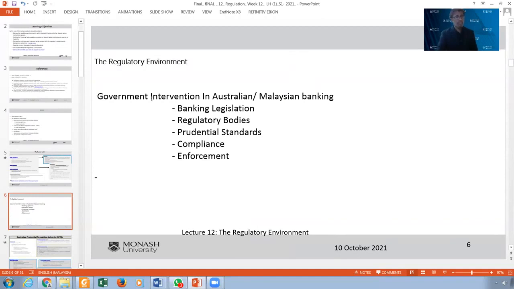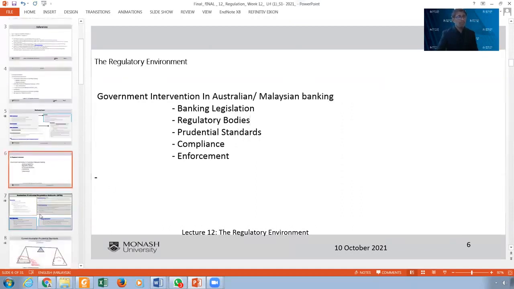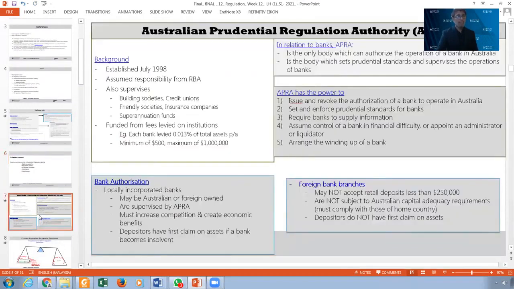Now, again, this is, as I told you, the government intervention in Australian banks. I was talking also about Malaysian banks, you can look at it, but it is a bank legislation, regulatory bodies, prudential standards, compliance, and enforcement. Now, this is a process in any country. Now, let's talk about Australia.